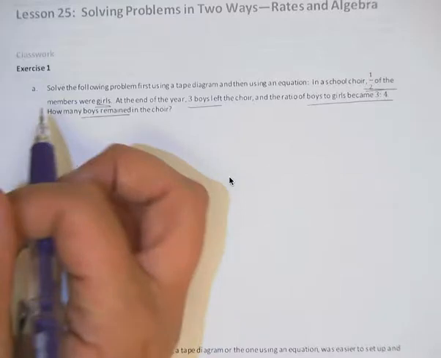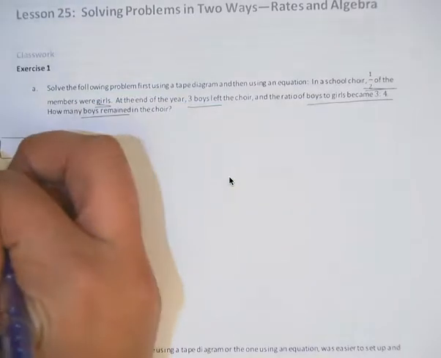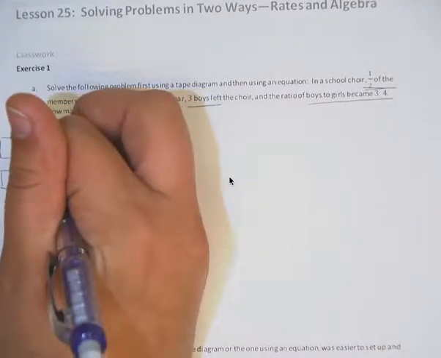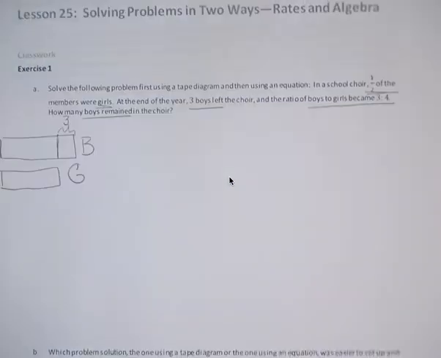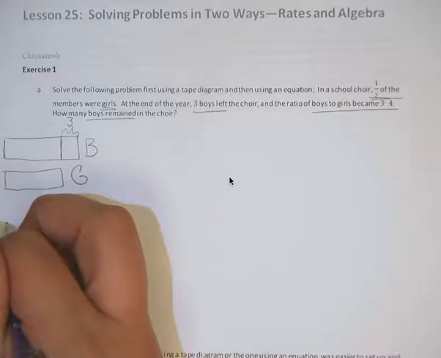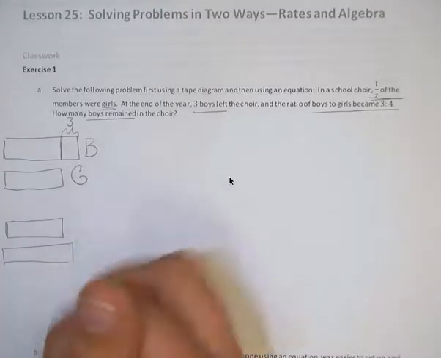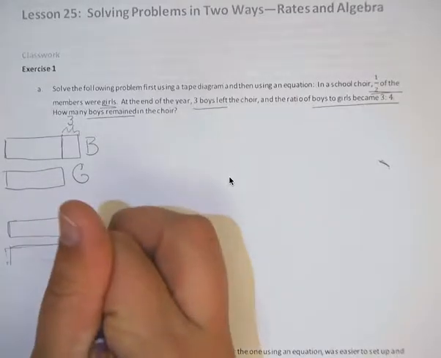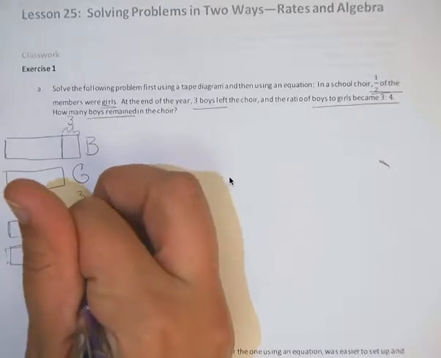We're going to have, this is the tape diagram for originally. This is boys. I'm going to label it B and G. This is girls. We know that the difference between the boys and the girls at the end of the year is 3 because that's how many left. Okay, we got rid of those. And then at the end of the year, we then have, redraw that, one section goes away because those 3 boys, they went away, they left.